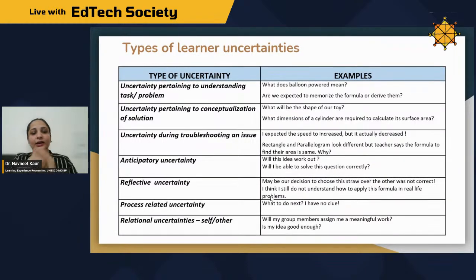So basically, we can say that the uncertainties that learners experience in a classroom can be broadly categorized into these seven themes that you can see. First, learners experience uncertainty pertaining to understanding the task or the problem that has been given to them, what they want to do in that, and what the learning objectives are. In this case, they were asking what does balloon powered mean? So they're trying to understand the problem or the task that they're doing in class.